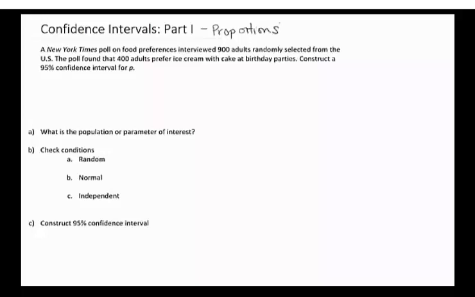So if you look through this question, you're asking 900 adults if they prefer ice cream with their birthday cake or not, and 400 of them prefer ice cream with their cake at a birthday party. A 95% confidence interval for P.